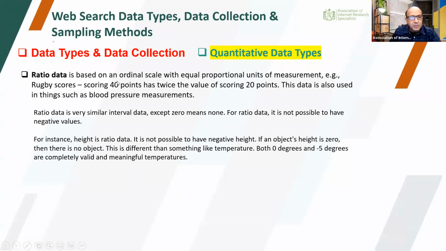Then we've got the other one, which is ratio data. Ratio is very simple. We all deal with it off and on. It's just the number of times one number is greater or less than the other one. Like scoring 40 points has twice the value of scoring 20 points. So the ratio between the two would be 1:2, because 20 points is the difference between the number 40 and the number 20. So 1:2 is the ratio.